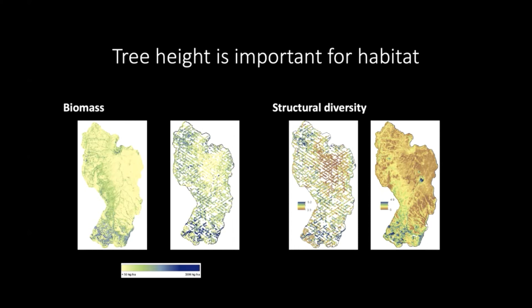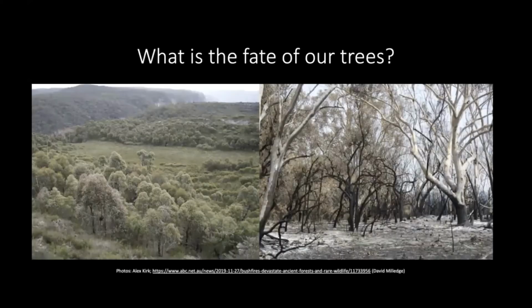So we're making these measurements on the ground, we're making them from NASA airborne data, and then we're upscaling them and we're testing them with NASA satellite-based measurements like ICESat-2, as well as GEDI on the space station. So what I want to leave you with is, what is the fate of our trees?